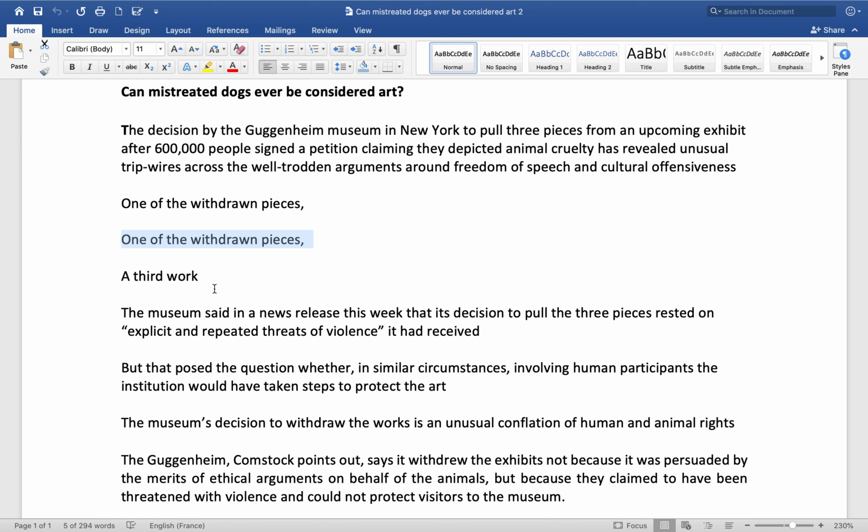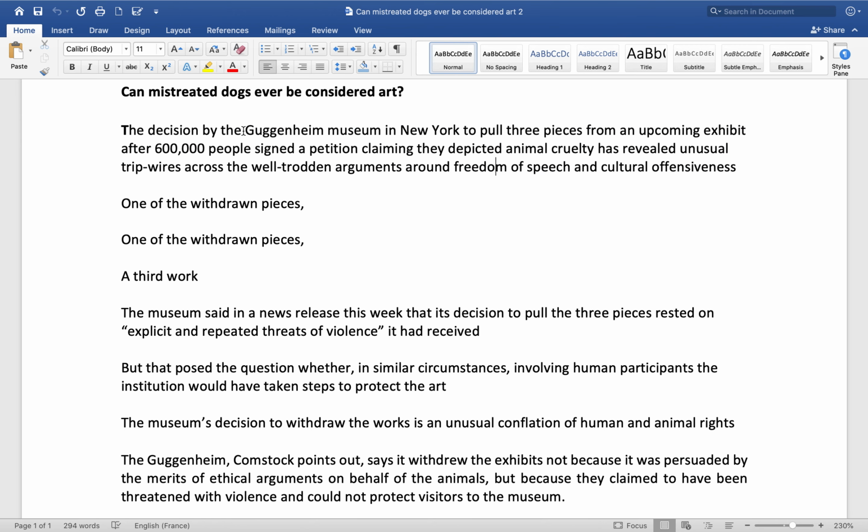Let me give you an example with the start of this article. So the header is here. "The decision by the Guggenheim Museum in New York to pull 3 pieces from an upcoming exhibit after 600,000 people signed a petition claiming the depicted animal cruelty has revealed unusual tripwires across the well-trodden arguments around freedom of speech and cultural offensiveness." Right, so I do get the initial situation already.